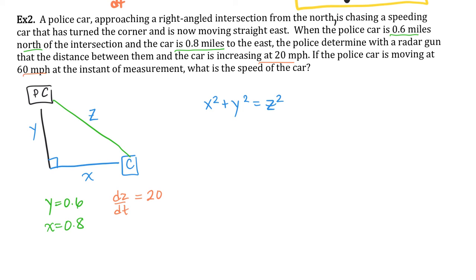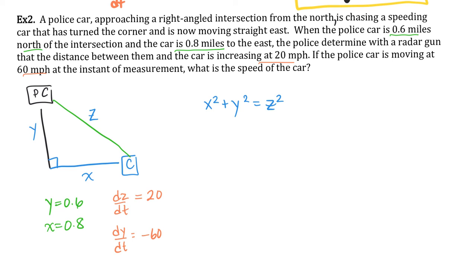The police car is moving at a speed of 60 miles per hour. Let me look at the police car. He's going this way at 60. Since he's going this way towards the corner, the y value is decreasing. So y is changing in a negative way. So this is actually dy/dt equals negative 60. It's negative because y is decreasing. It was not indicated in the information because speed is always positive.